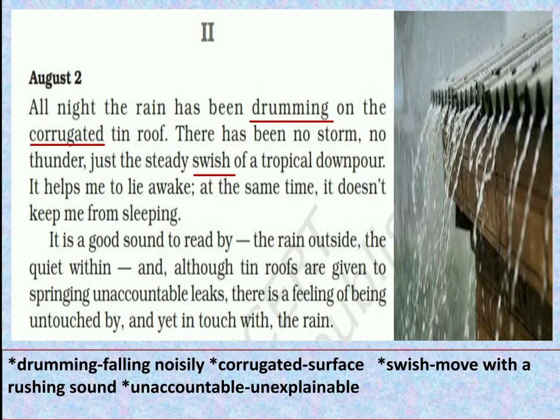Part 2. August 2nd. All night the rain has been drumming on the corrugated tin roof. Drumming means falling noisily. Corrugated is the surface. There has been no storm, no thunder, just the steady swish of a tropical downpour. Swish means move with a rushing sound. Downpour is a heavy rain. It helps me to lie awake. At the same time, it doesn't keep me from sleeping. It is a good sound to read by. The rain outside, the quiet within, and although tin roofs are given to springing unaccountable leaks, there is a feeling of being untouched by and yet in touch with the rain.